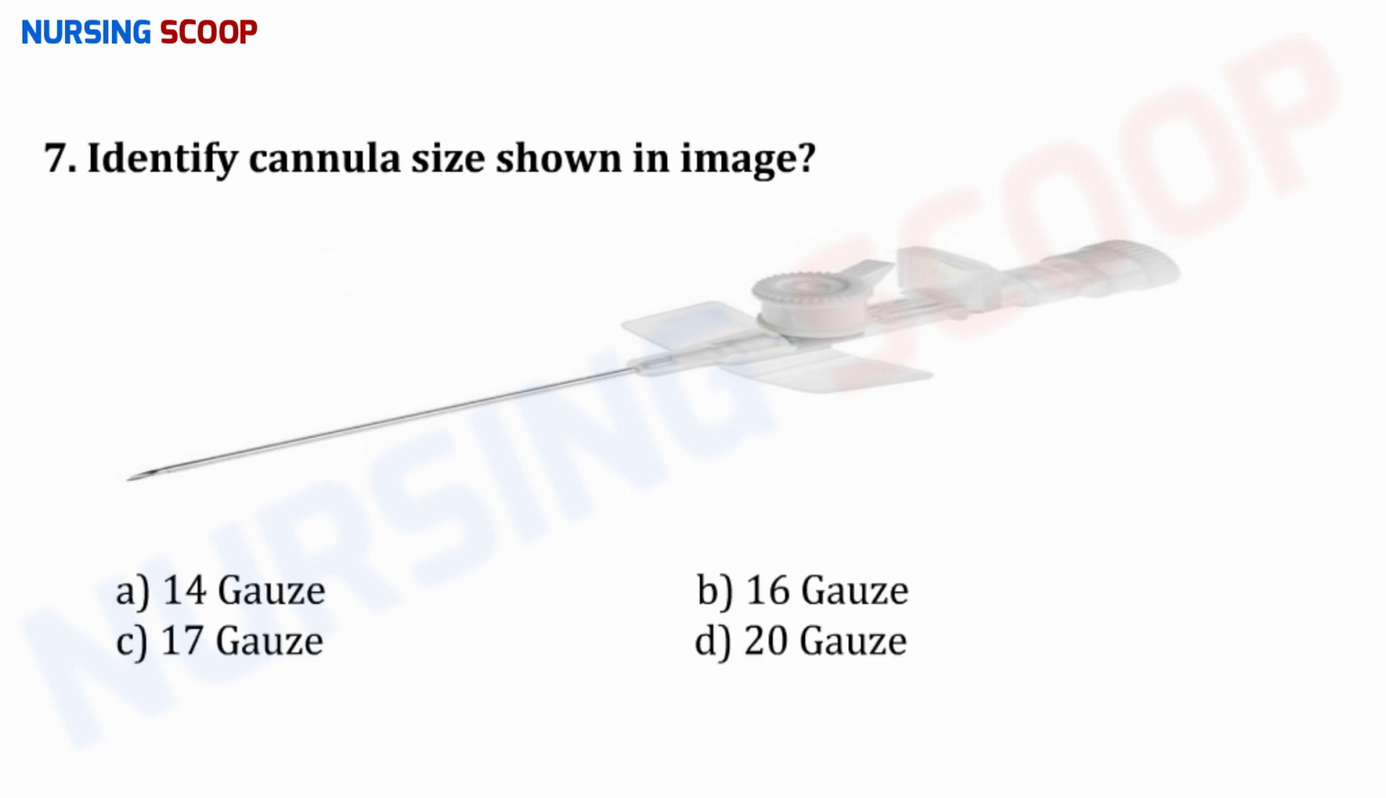So the next question is, identify the cannula size shown in the image. So here are the options: 14 gauge, 16 gauge, 17 gauge or 20 gauge. So here the right option is option C, that is 17 gauge.